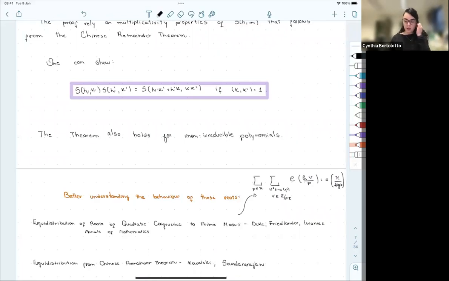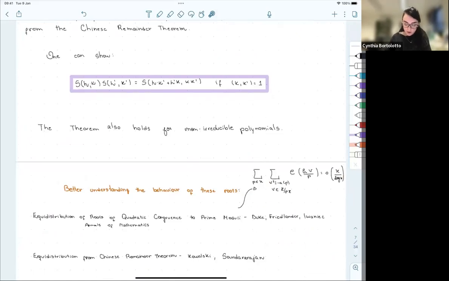And they managed to prove that this is true for quadratic polynomials as well. But no one knows how to deal with the case where f is some other polynomial that's not quadratic. And the techniques that they use to prove this rely very much on the fact that this is quadratic.